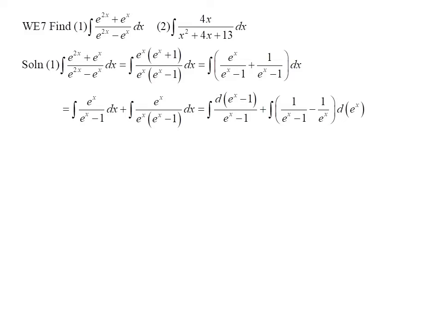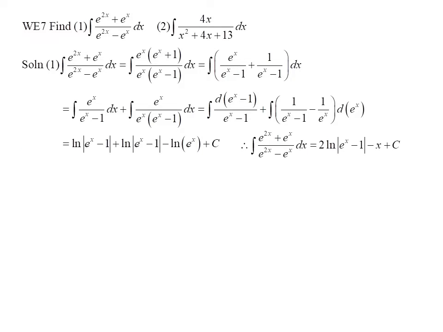The second term, however, can be further separated into 1 over (e to the x minus 1) minus 1 over e to the x. So the antiderivative equals ln of the modulus of (e to the x minus 1) plus ln of the modulus of (e to the x minus 1) minus ln of e to the x plus C, which can be simplified to 2 times ln of the modulus of (e to the x minus 1) minus x plus C.